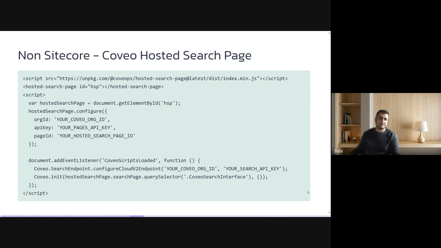So this is the non-Sitecore Coveo hosted page option. You can see this directly coming from the hosted page. There is a JavaScript getting injected on the page, and then you just have a div or a hosted search page element, and below that you have 3 or 4 lines of code. Basically, you need to give your Coveo org ID, pages API key, and hosted search page ID, which is going to be a GUID. I will show you in the demo. And then eventually in the script loaded, you could see that it gets instantiated. So this piece of code, once you throw it on any site, doesn't matter if it is Sitecore or any other platform, doesn't matter.